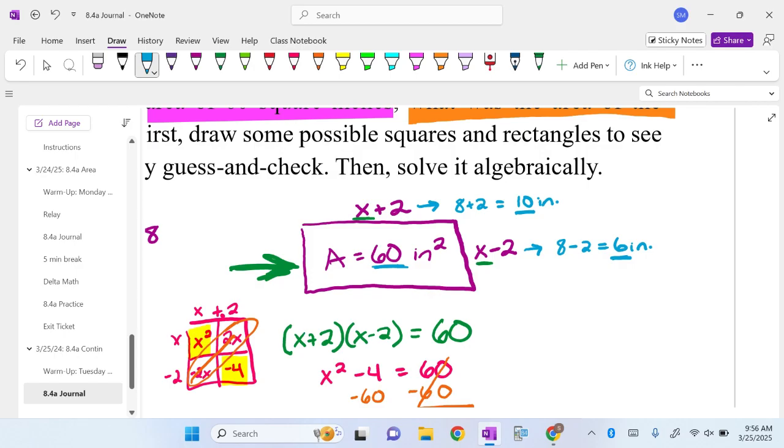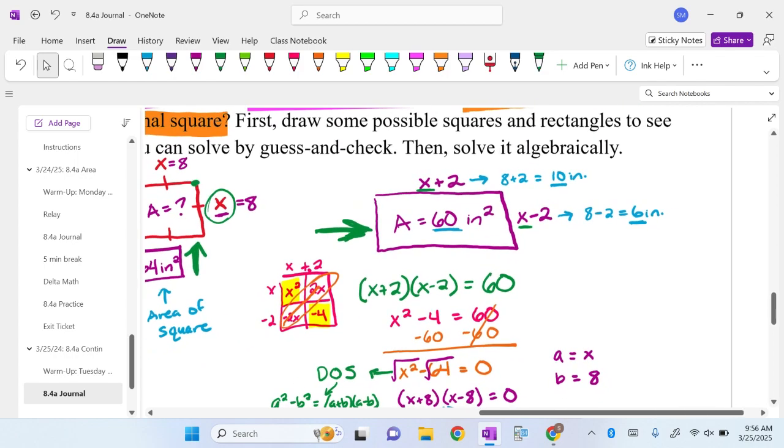So guys, you need to put your Chromebooks up, please. You don't need them right now. All right, any questions on example 3?